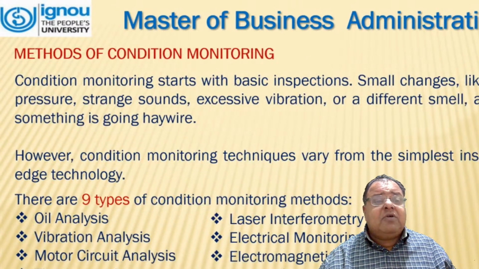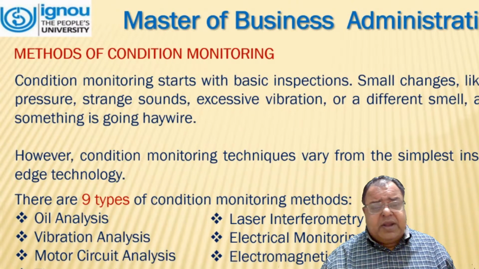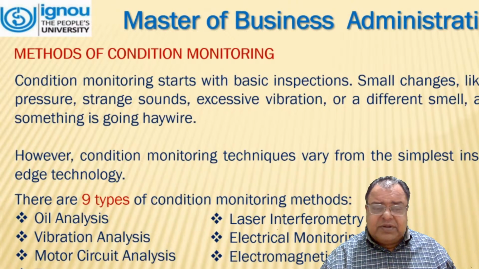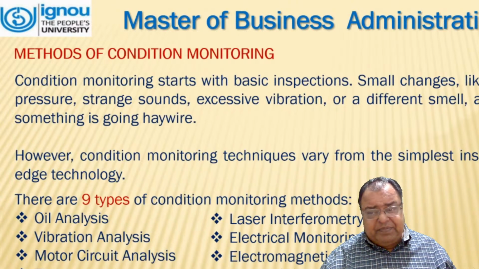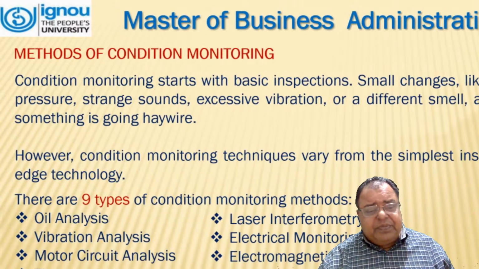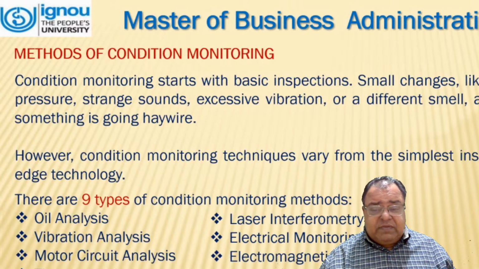What are the methods of condition monitoring? Condition monitoring starts with basic inspection. Small changes like abnormal heat or pressure, strange sounds, excessive vibration, or a different smell are often signs that something is going awry. However, condition monitoring techniques vary from the simplest inspection to cutting edge technology.